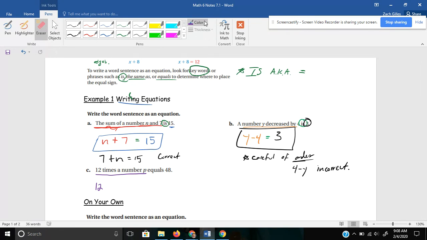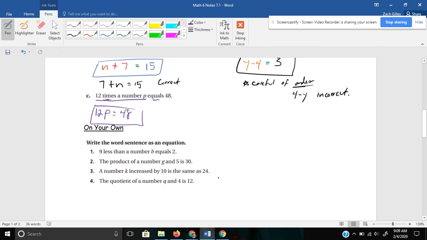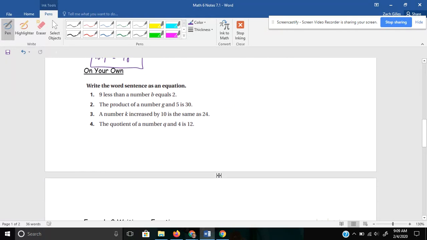There's a better way to do that in algebra, and it's by just smushing these two terms next to each other. 12 times number p, 12p right next to each other means or implies multiplication. Okay, here they just said equals 48. So 12p equals 48. Again, we're really shortening up these English sentences and putting them essentially into math sentences, or what we call equations. All right, go ahead and pause the video here for 1, 2, 3, and 4 to see how you do.